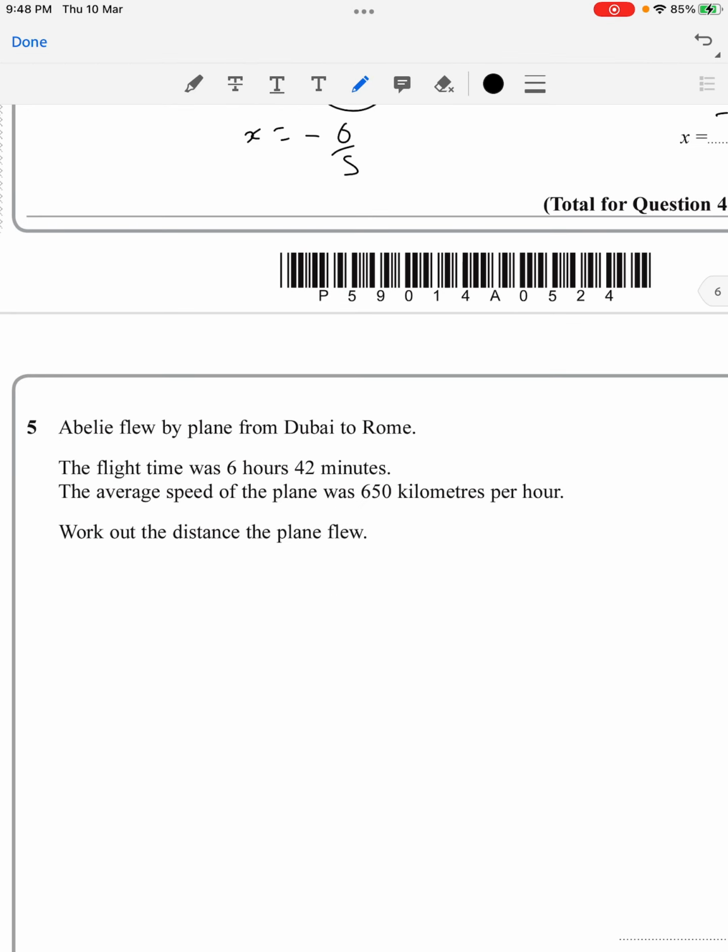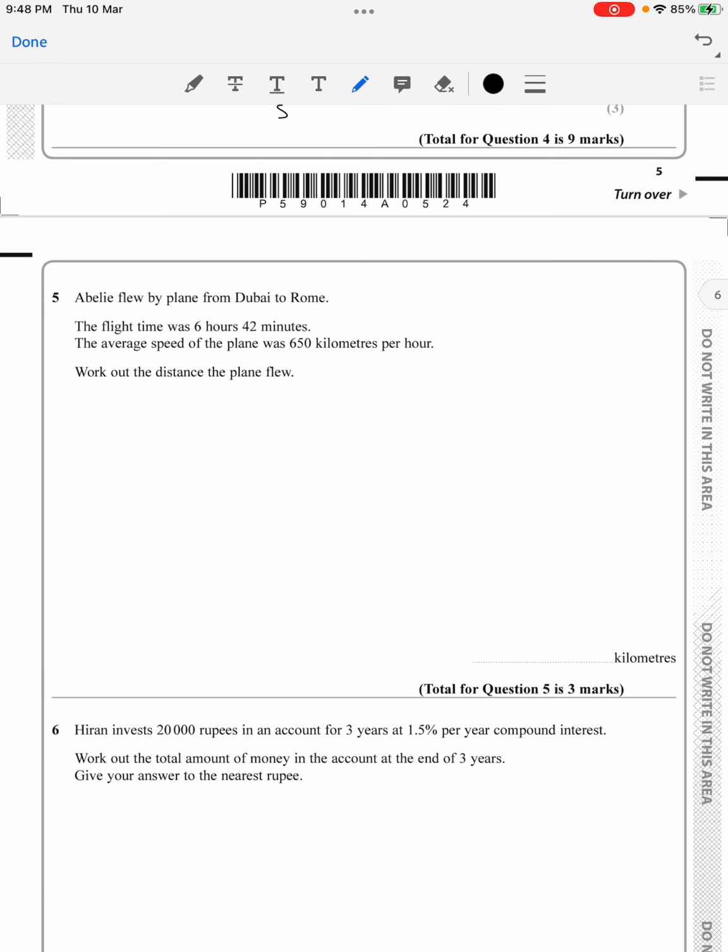Now, Emily flew by plane from Dubai to Rome. Pretty interesting place. The flight time is 6 hours 42 minutes. The average speed of the plane was 650 kilometers per hour. Work out the distance the plane flew. You can remember the distance, speed, time formula through a formula triangle, DST. Distance is normally measured in meters, but in this case you just leave it as kilometers, so don't change any value.